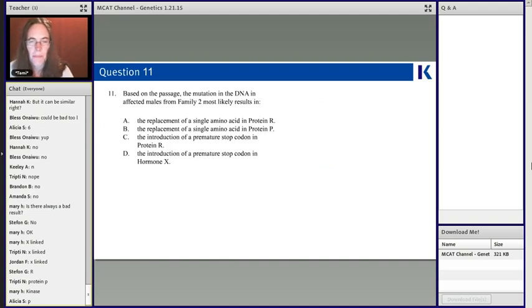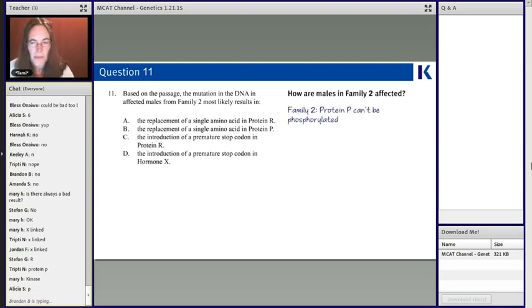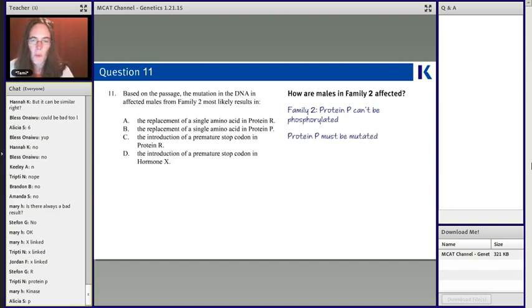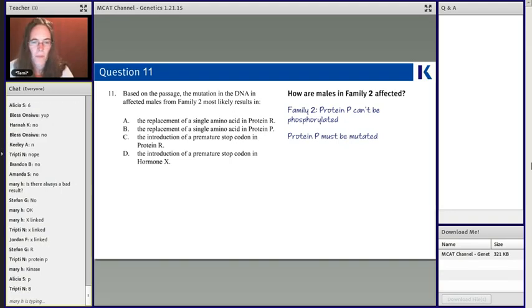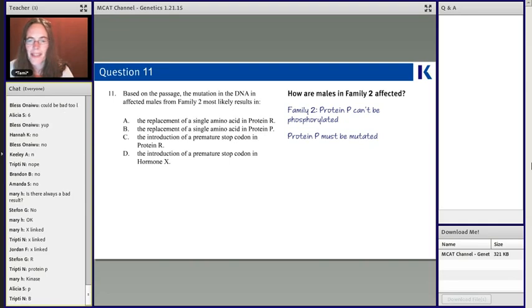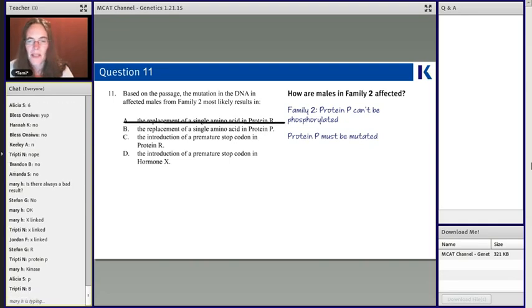Let's look at question 11. Based on the passage, the mutation in the DNA in affected males from family 2 most likely results in what? What is the problem with family 2? Well, we said their protein P cannot be phosphorylated, which you guys said means there must be a problem with protein P. Which one tells me about that? Well, first of all, it has nothing to do with protein R. So I look at my answer choices. A is out since it says protein R. C is out since it says protein R. And then I look at B or D.